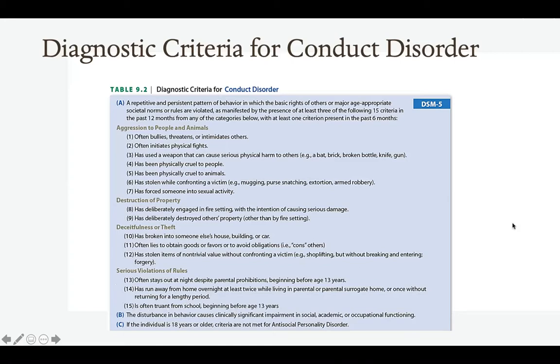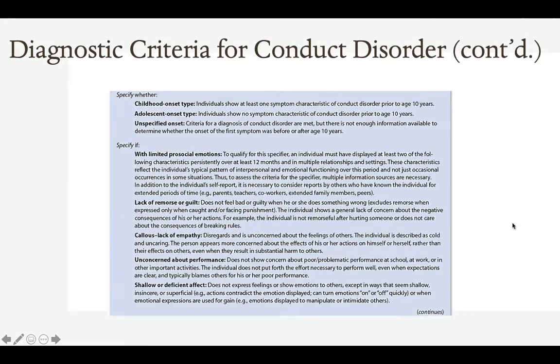Okay, so that's a little bit of criteria from the DSM, and a little bit more here in terms of specifying whether it's a child onset. So basically, do these symptoms or characteristics show before the age of 10, or is conduct disorder more of an adolescent onset, meaning it comes after the age of 10? These are really the major aspects in determining or specifying: did it come during childhood or during adolescence?